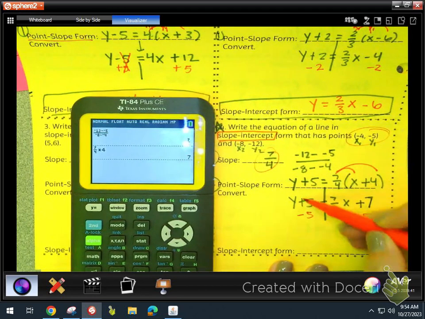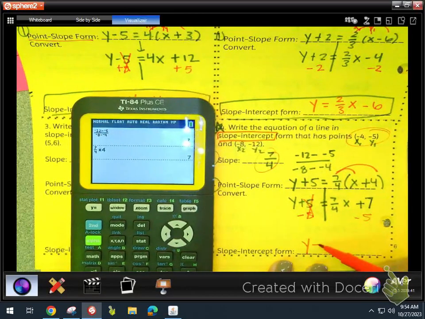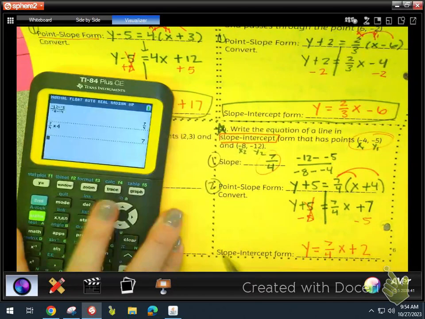Very good. Y equals 7/4 x plus 2. Can you check this?